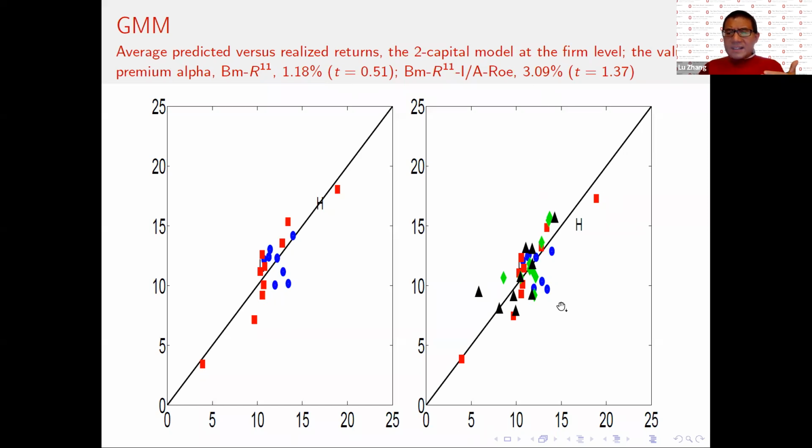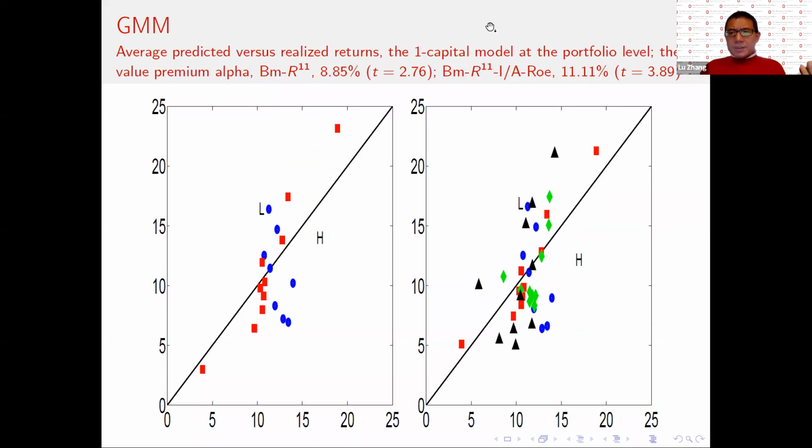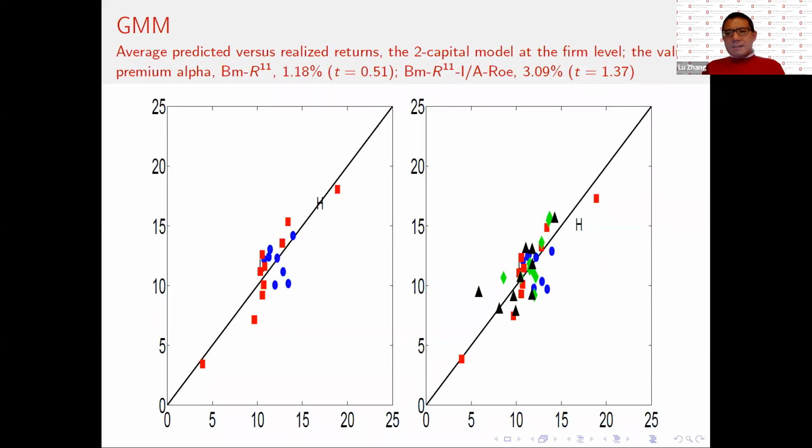With all 40 deciles together, we're still looking at mostly alignment along the 45 degree line. In particular, for the value premium, high minus low, we are looking at alpha of 3.09%, not a small number, but relative to 11.11% in our prior work, we believe this is a substantial improvement.